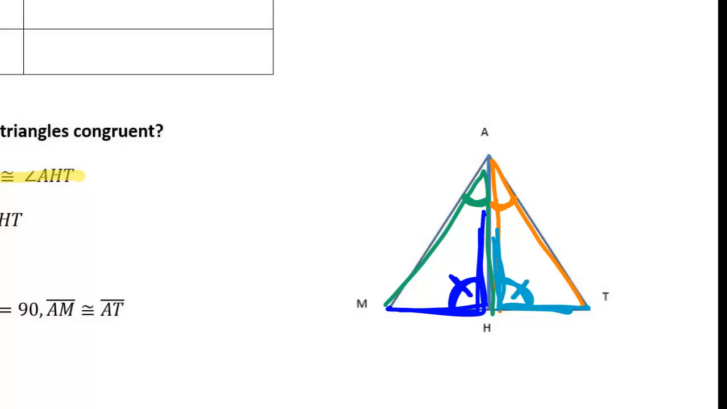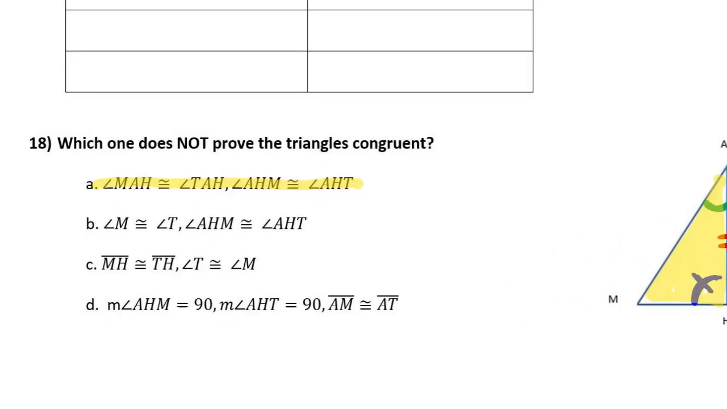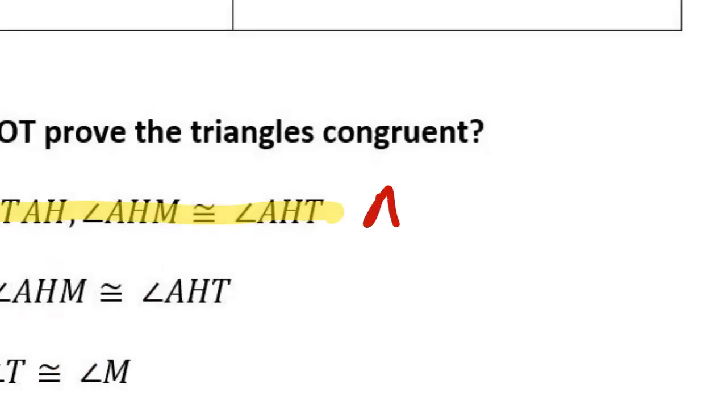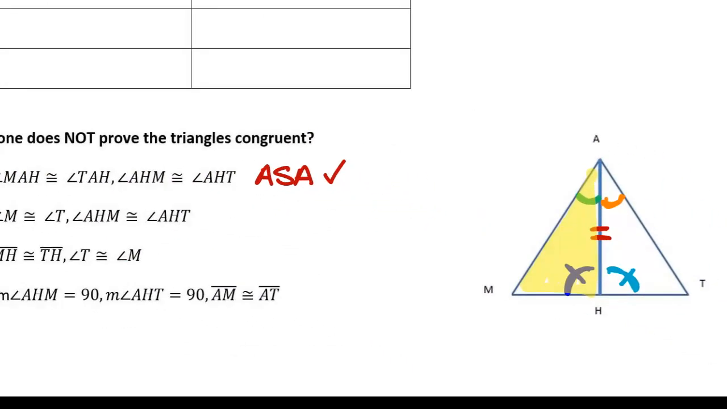And what in this picture would I be allowed to mark as congruent even though it wasn't part of the given information? AH is congruent to itself. What do we have marked up inside the triangle? Angle, side, angle. Am I allowed to use angle, side, angle to prove triangle congruence? Yes. So angle, side, angle. That works.